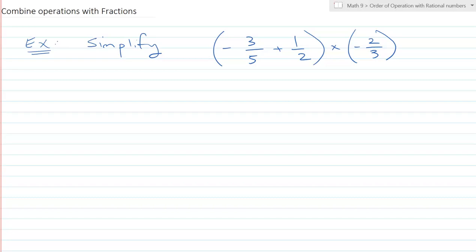All right, hi, let's continue working with fractions. This time, what we are doing, basically, we're doing combined operations. We're going to do BEDMAS, the order of operations. This time, we're going to use only rational numbers or fractions.